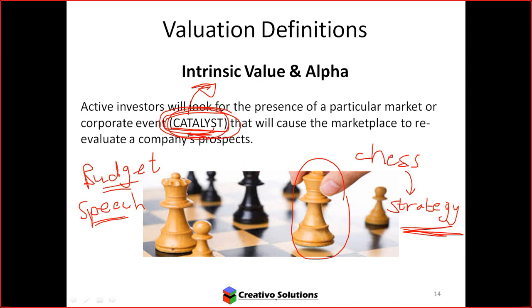Okay, so that could be a catalyst. So depending on what happens in the actual budget speech, that will affect the market. And that's why we need to strategize. Okay, there needs to be a strategy. So we need to have a view on what is going to happen. And if that view is correct, then great, we can profit. If that view isn't correct, then we need to change our plan.